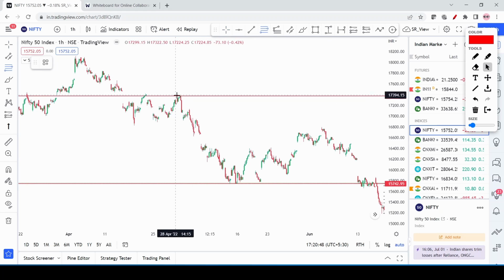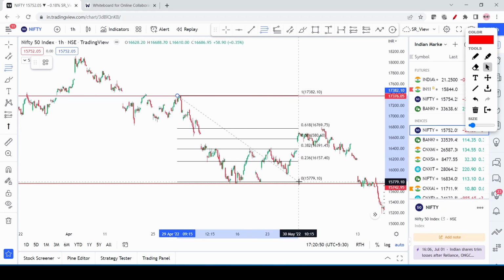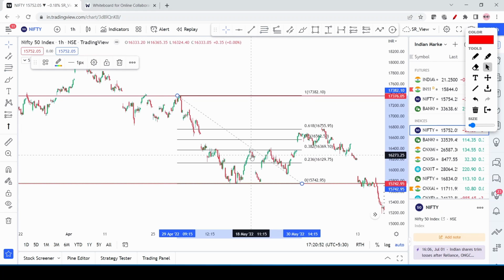Let's look at the Fibonacci from here to here. If I take the Fibonacci, look at this. Exactly at 38%, it started facing resistance from here. So we see resistance here the first time, second time, third time, and then the next day it opened with a gap up, and then near 61% it started facing resistance and then started falling.